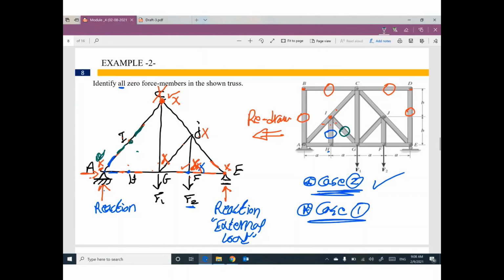Do you have a joint with, I'm sorry, with 3 members? 2 of them are collinear, no external load. You will not find any more. So the final conclusion: member AB, member BC, member CD, member DE, member HI, member GI are 0 force members.